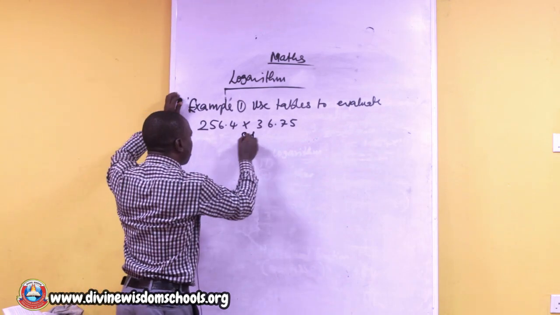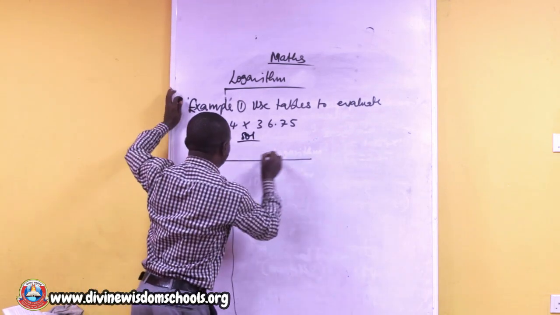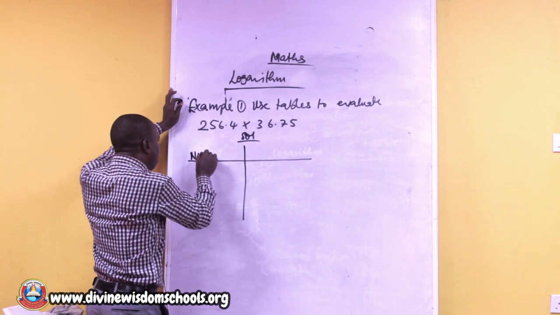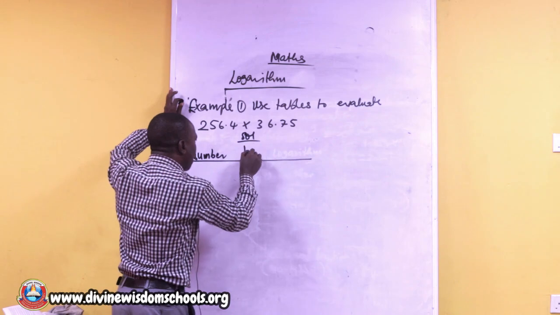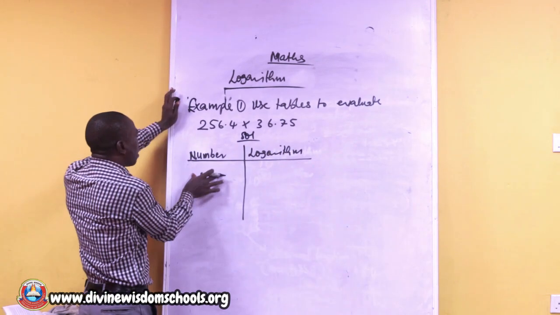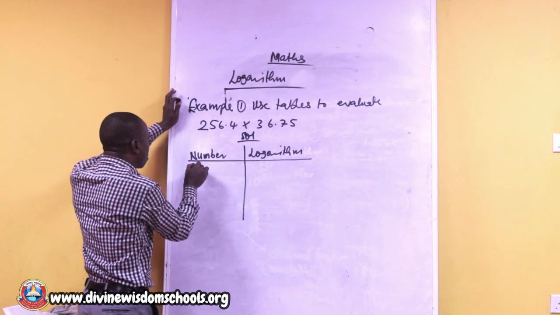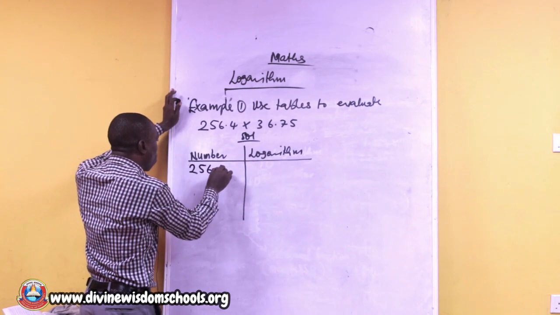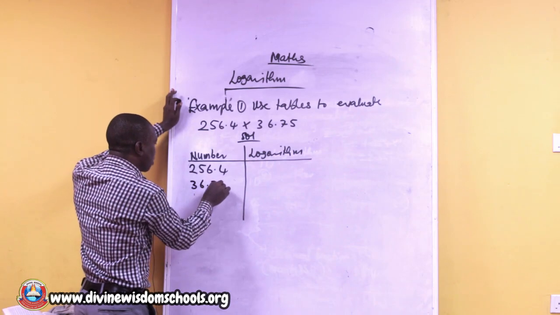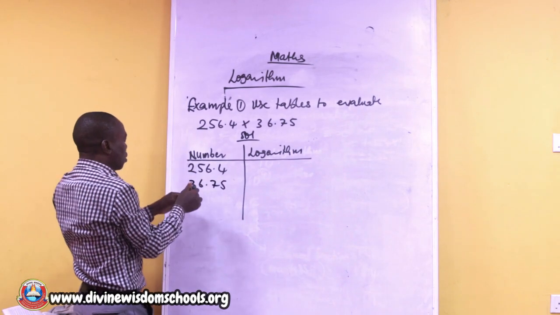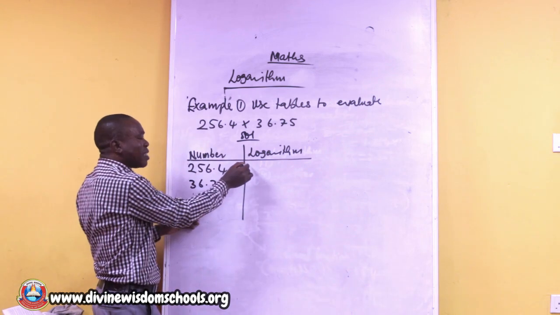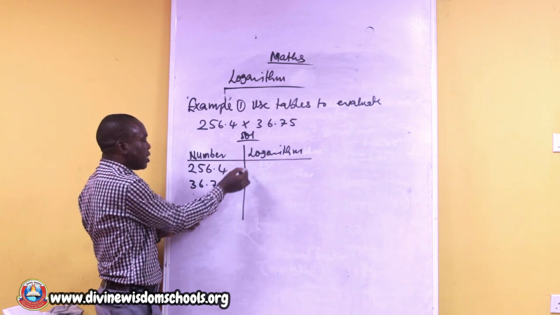Now what you do here is this. You draw your table, then you divide it into 2. This part, we call it number. You write number there, while here is logarithm. Under here, I'm going to write the first number, which is 256.4, while the second number will be written under it, 36.75. Now, my next assignment is to get the characteristic, the number I'm going to write here and here.